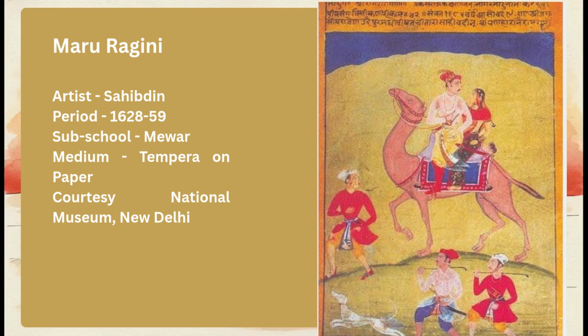A perfect example of Mewar's thematic brilliance is the masterpiece Maru Ragini. Remember the Ragamala theme we just discussed? This is it in action. It translates a musical raga into visual art. The painting features a hero and heroine riding a camel through a stark desert landscape. Every single element, the camel, the specific colors, the vast desert horizon, the expressions, is deliberately chosen to evoke the precise musical mood and emotion of that specific melody. It is literally music translated into paint.